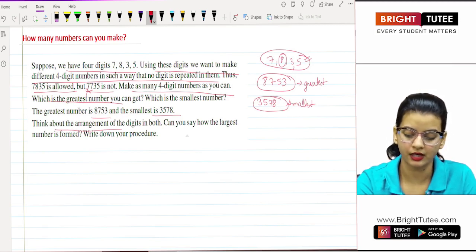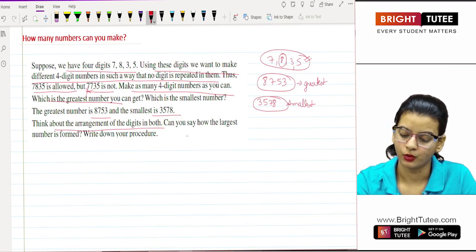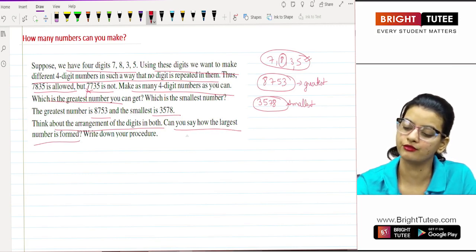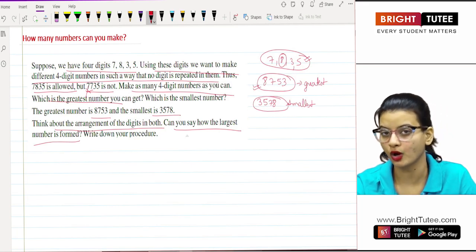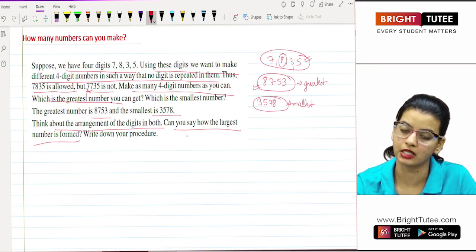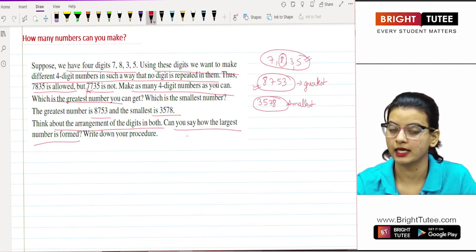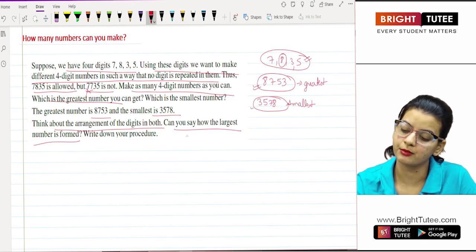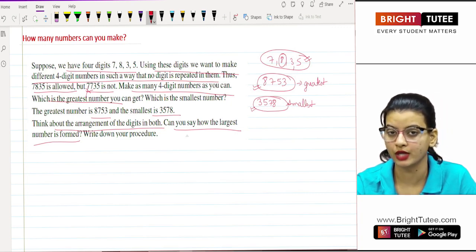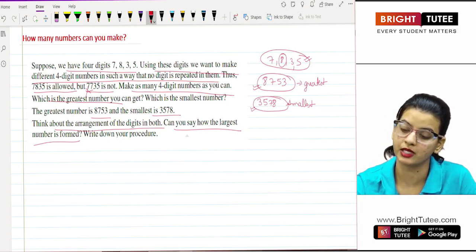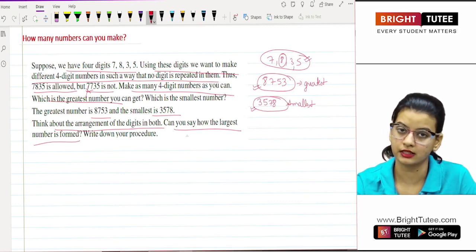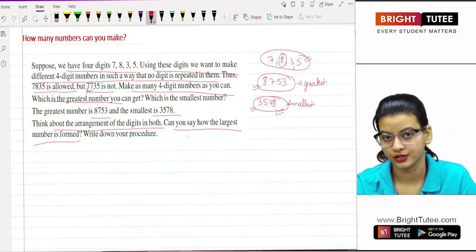So think about the arrangement of the digits in both. Can you say how the largest number is formed? Okay, so the largest number formed is 8753 because we are using the greatest digit in the thousands place and then the next greater digits in the respective places. Similarly, the smallest number is 3578 because we are using the smallest digit in the thousands place and then the next smaller digits in the respective places.